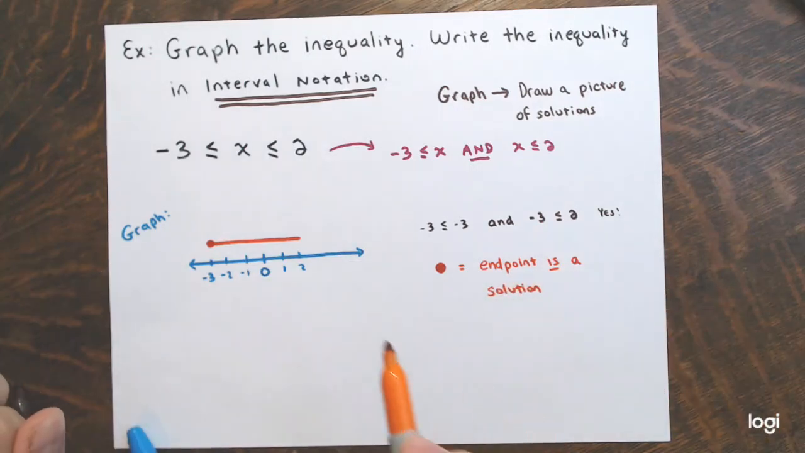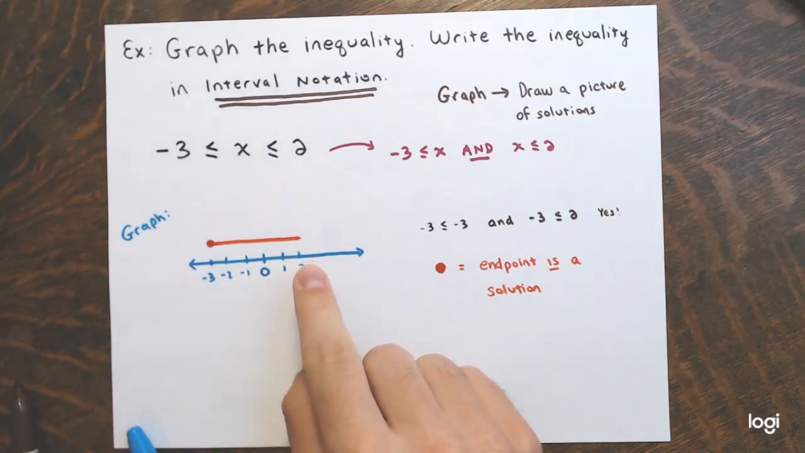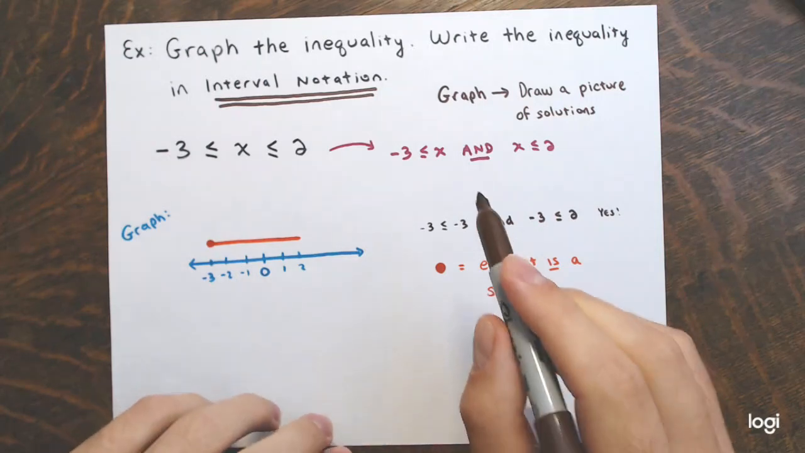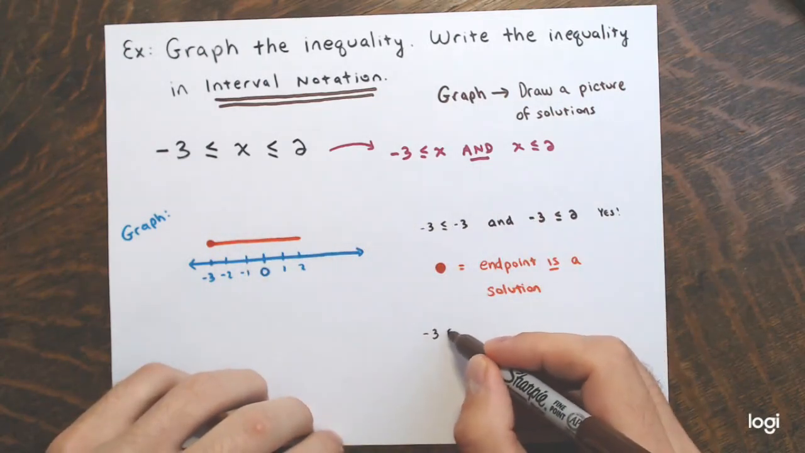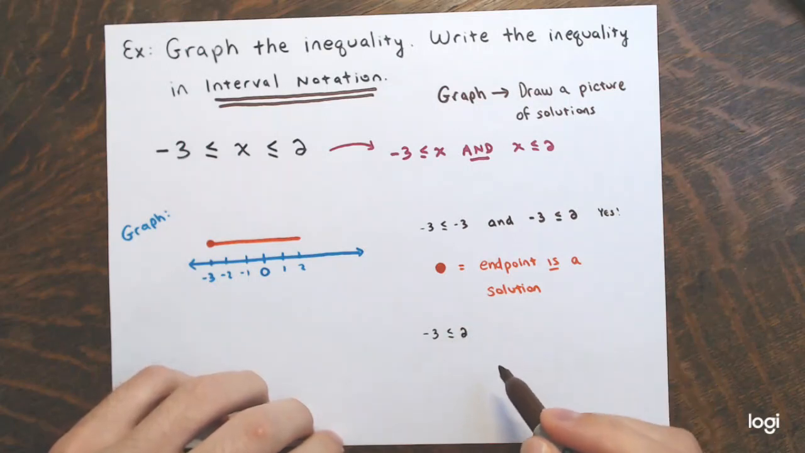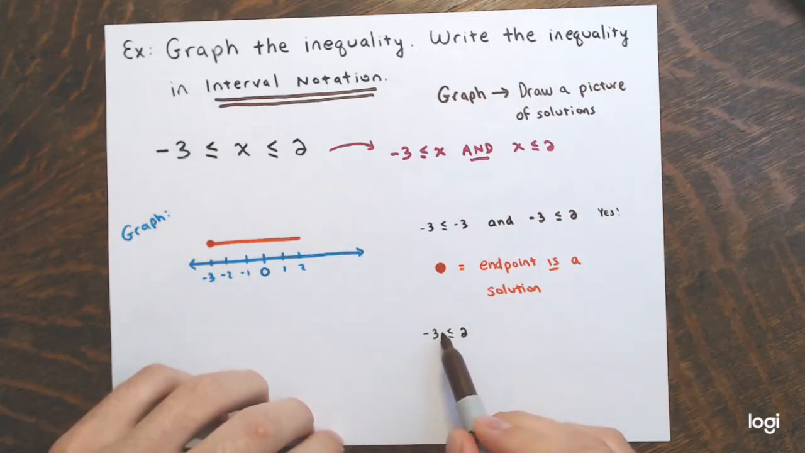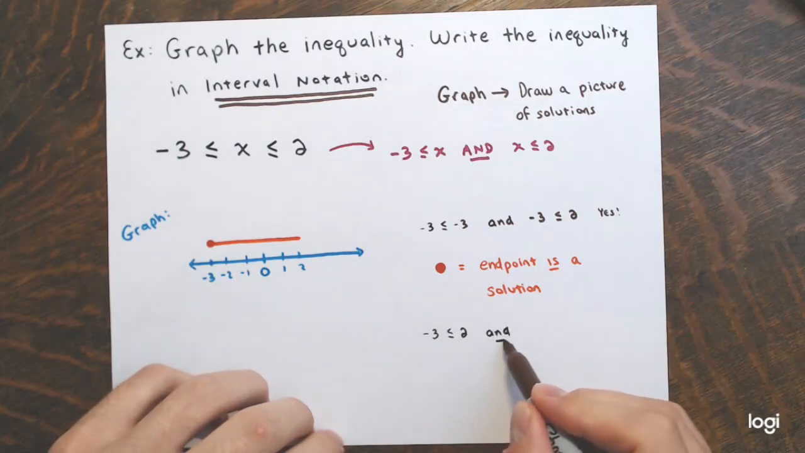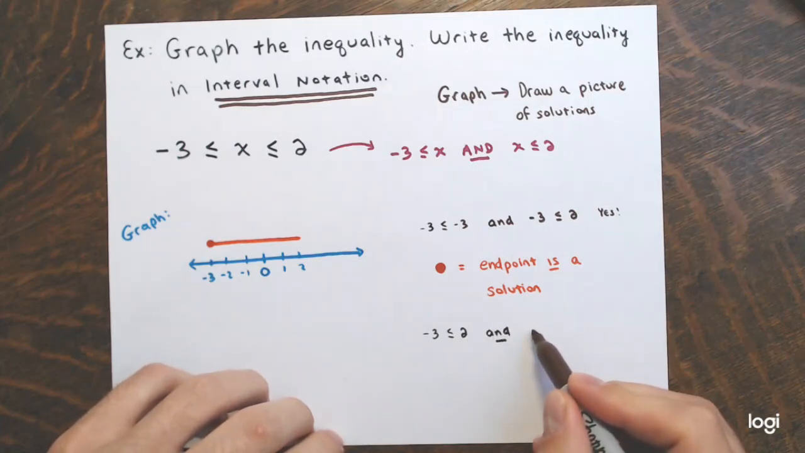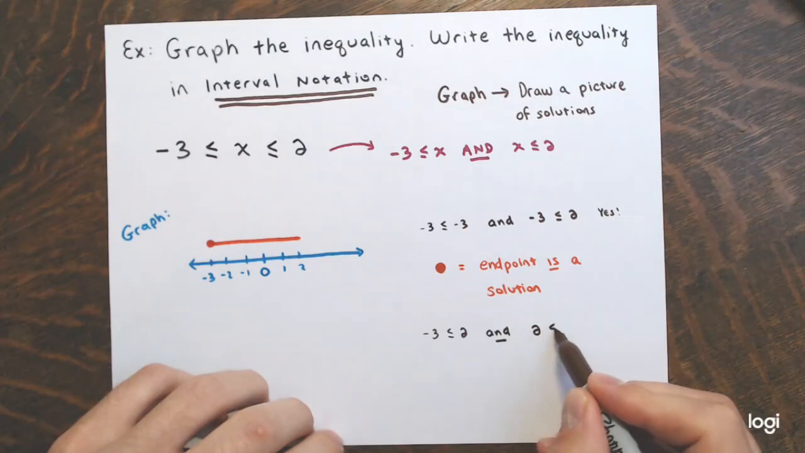Same thing for 2. Look at the right endpoint, the number 2. Let's test that out. I'm going to replace x with 2. Is -3 less than or equal to 2? Yes, it's less than 2, so this is satisfied. And at the same time, is 2 less than or equal to 2?